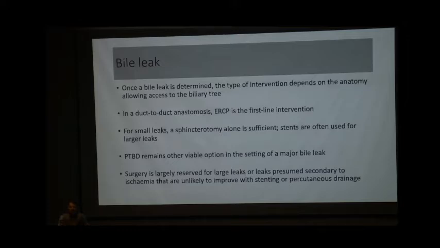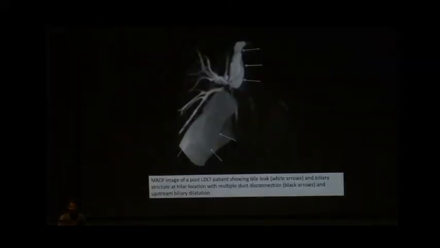For smaller leaks, sphincterotomy alone is sufficient, and stents are often used for larger leaks. And PTBD remains another viable option in a setting of major bile leak, which is not controlled by ERCP or where ERCP is not possible. And surgery is largely reserved for large leaks or leaks presumed secondary to ischemia that are unlikely to improve with stenting or percutaneous drainage.